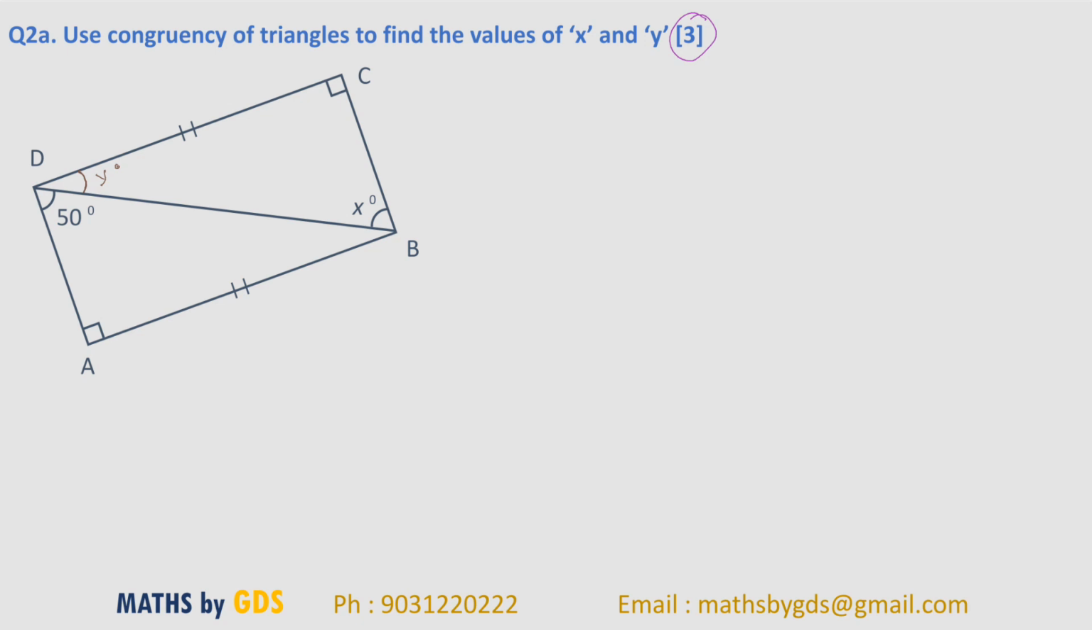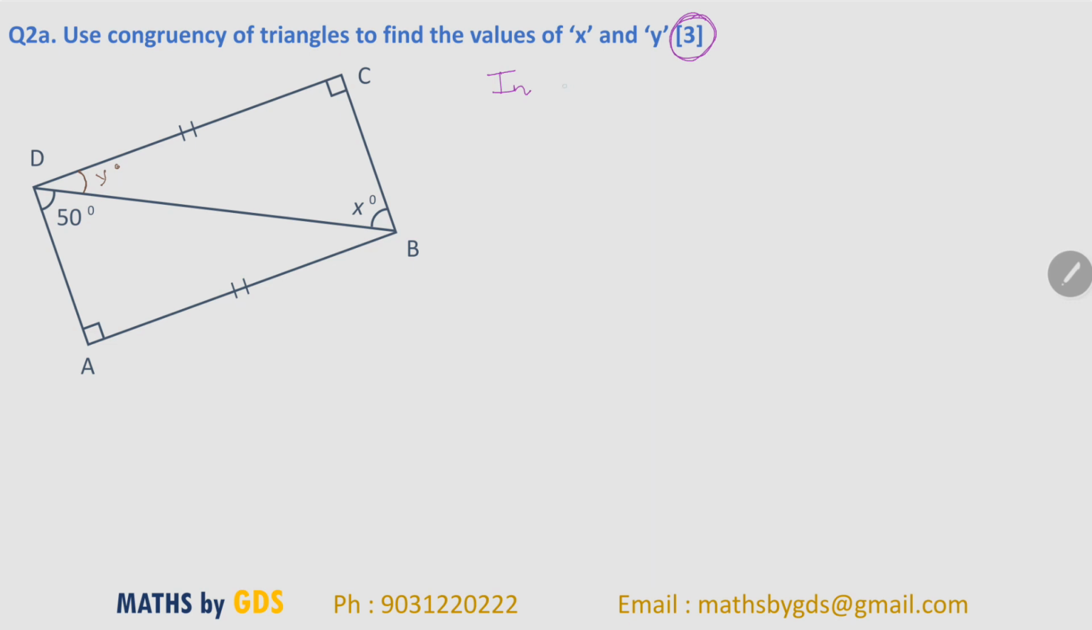Use congruent triangles to find the values of x and y, and this question carries 3 marks. So we have a figure given here in which angle A is 90 degrees, angle C is 90 degrees, and this is angle x and this is angle y. So we need to find out the value of x and y.